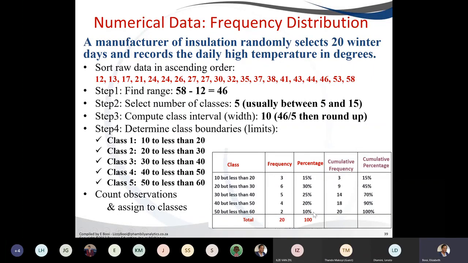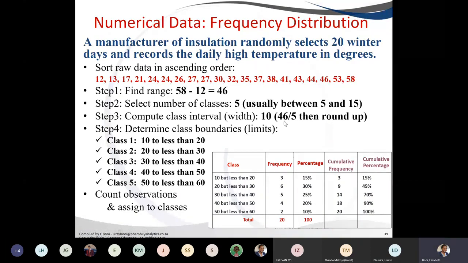So you will just say 3 divided by 20, it will give you 15%. 9 divided by 20, it will give you 45. Or you can add the cumulative percentages for every class, and the last class will be equal to 100%, the same as your frequency.